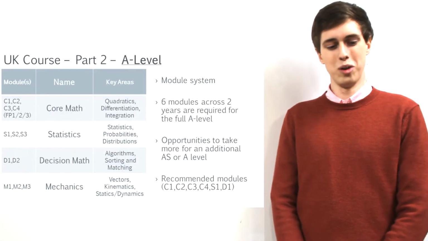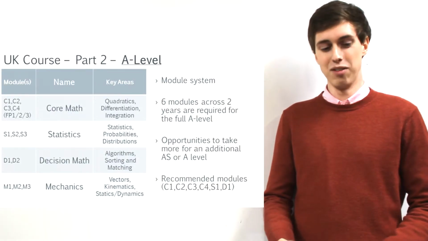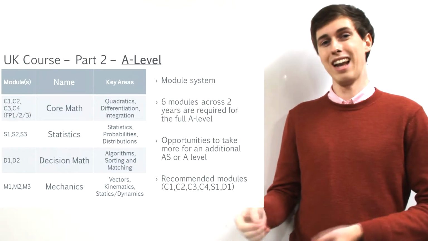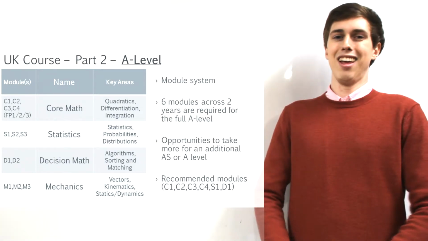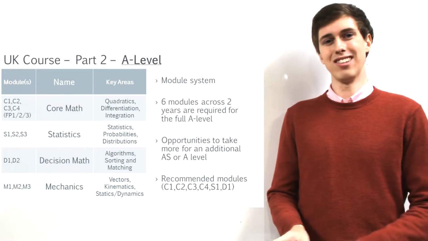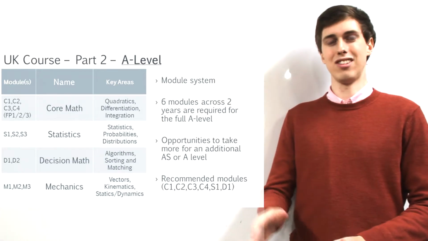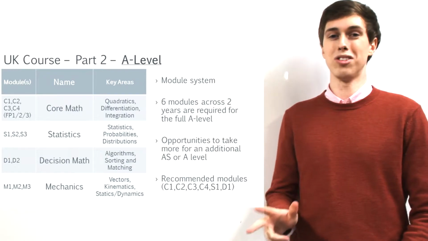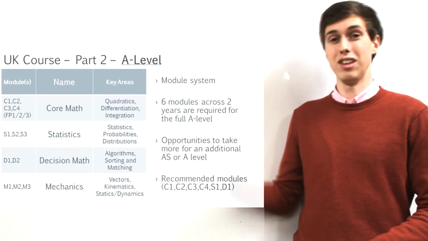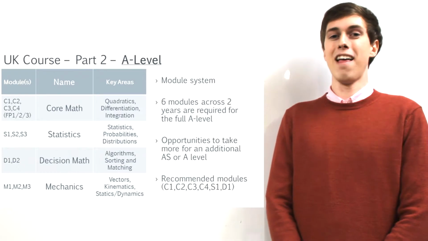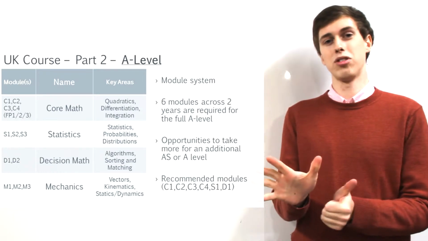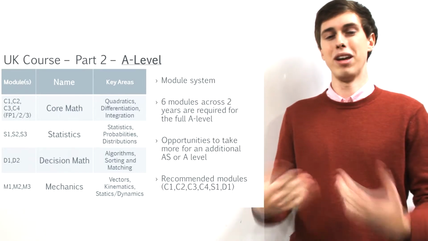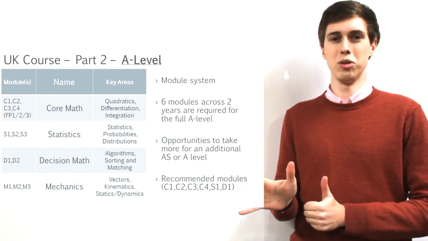Moving on to part 2 of the UK course, this is the A-level course. This is quite a complicated thing to explain because the A-level course is modular. Now, an AS level is an intermediate step between GCSE and A-level. To gain an AS level, you require 3 modules in math. So you have to sit 3 of these modules I've put up here. A full A-level is 6 modules, so you need to add a further 3 more. That is generally what we recommend for most students, a full A-level, 6 modules.